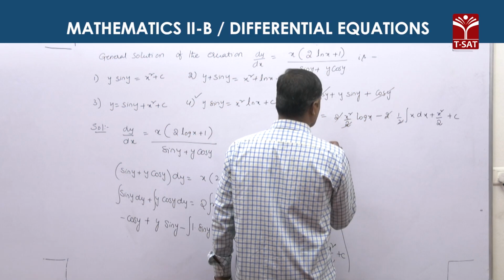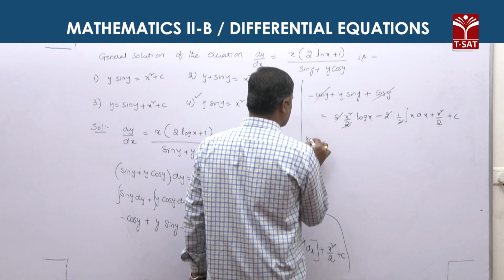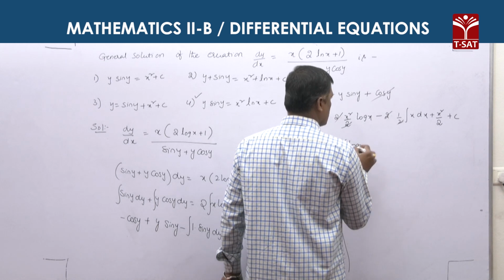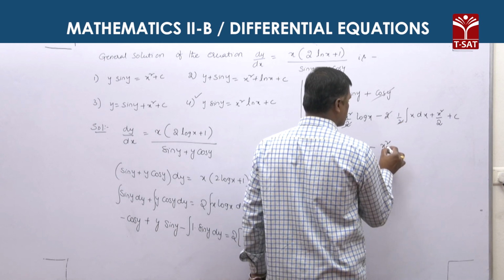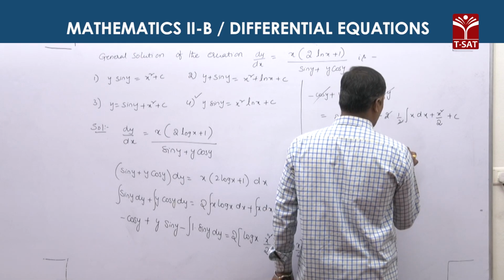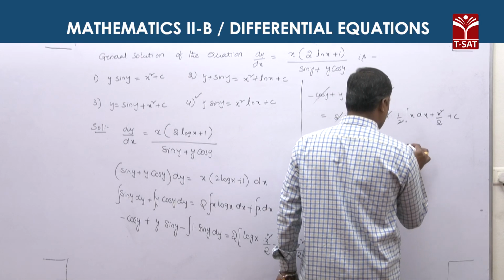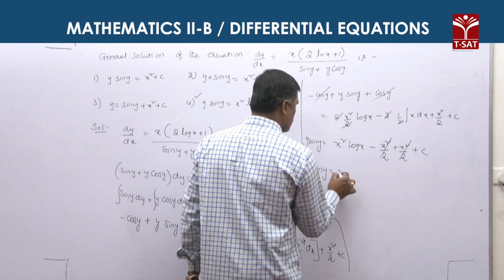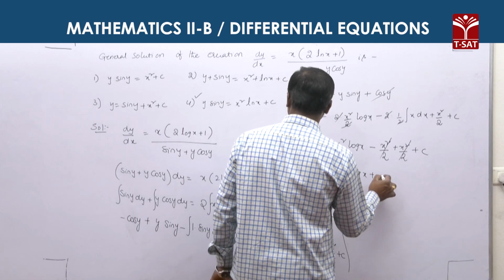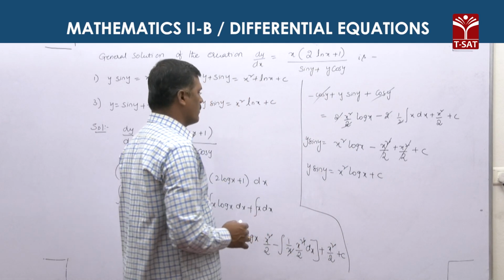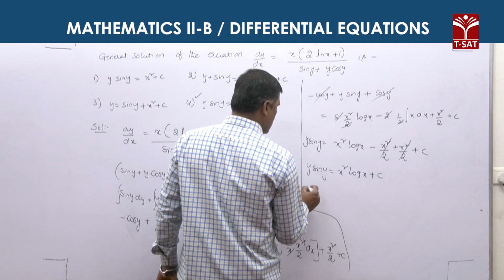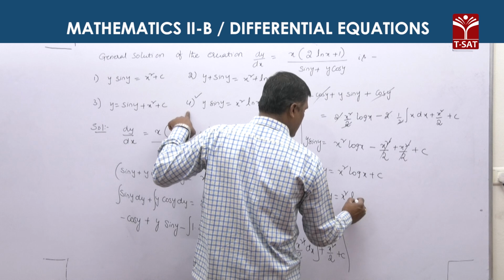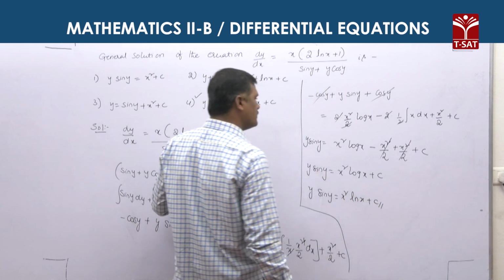2 will go, that is left side is y sin y is equal to x square into log x minus integral x dx is x square by 2, and plus x square by 2 plus c. Here both negative, positive will go. Therefore, y into sin y is equal to x square log x plus c. We can write in options form, y into sin y is equal to x square log x, nothing but ln x, plus c, which is the solution of the given problem.